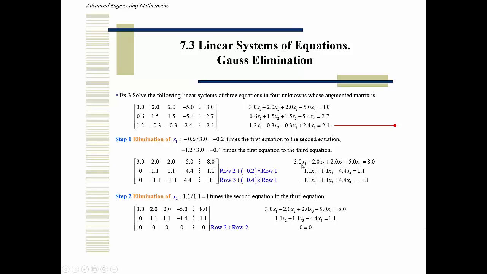Hello everyone, this is the second linear algebra lecture. In continuation of the previous lecture, I will explain Gaussian elimination with two examples, Example 3 and 4. The chapter is 7.3.